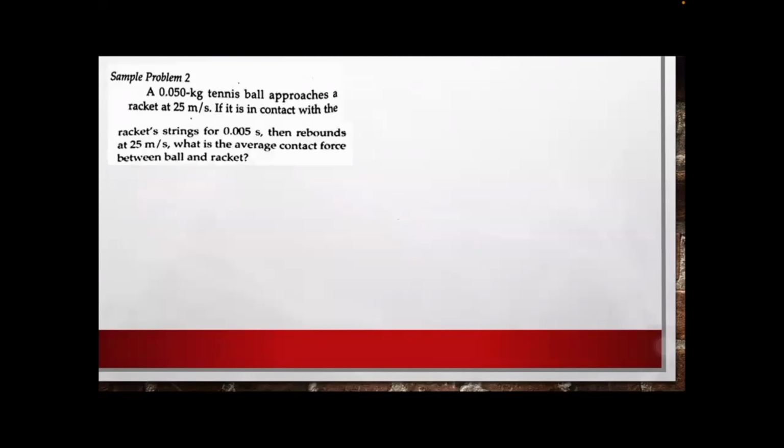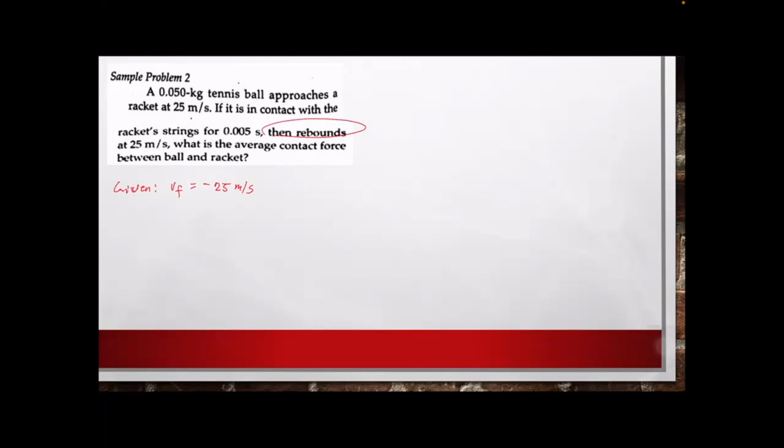Next problem is: a 0.05 kilogram tennis ball approaches a racket at 25 meter per second. If its contact with the racket string is for 0.005 seconds, then it rebounds at 25 meter per second, what is the average contact force between the ball and the racket? Now, iyan po yung ating given, iyan yung ating problem. Now, the given in the problem, meron tayong final velocity, which is negative 25 meter per second. Ba't siya negative 25? Kasi it rebounds.